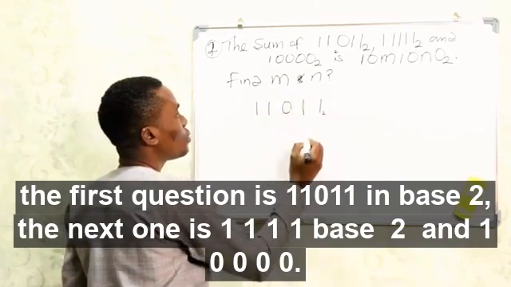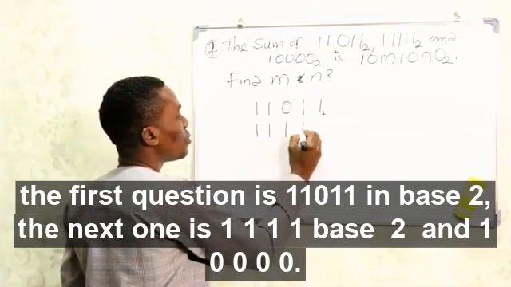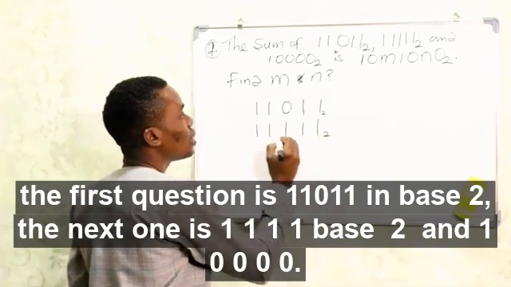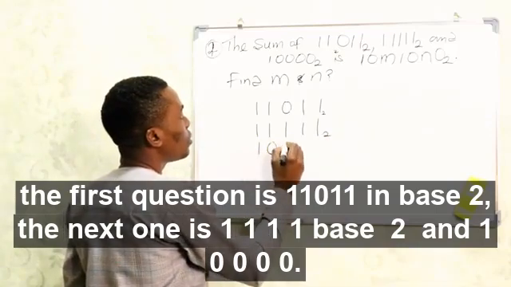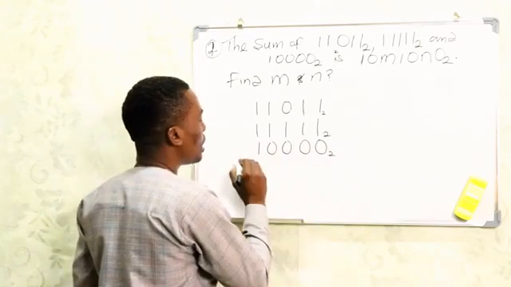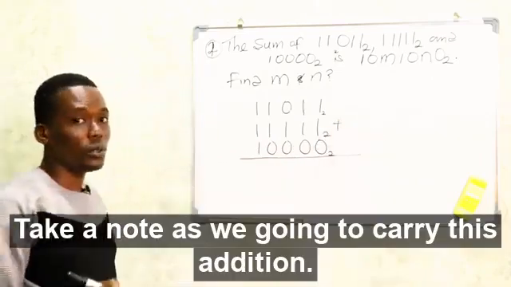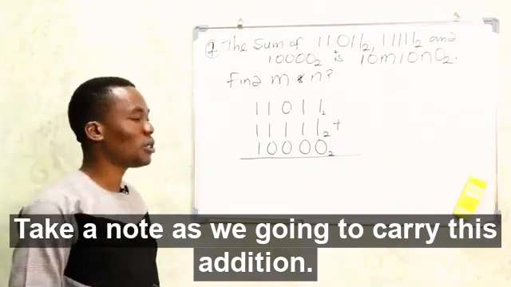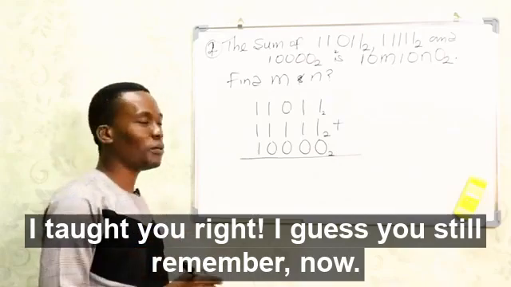11011 is in base 2. The next one is 11111 is in base 2. Then the last one is 10000 and is in base 2. Now let's carry out our addition. Now take note as we're going to carry out this addition. Remember the addition rule I taught you, right? I guess you still remember.